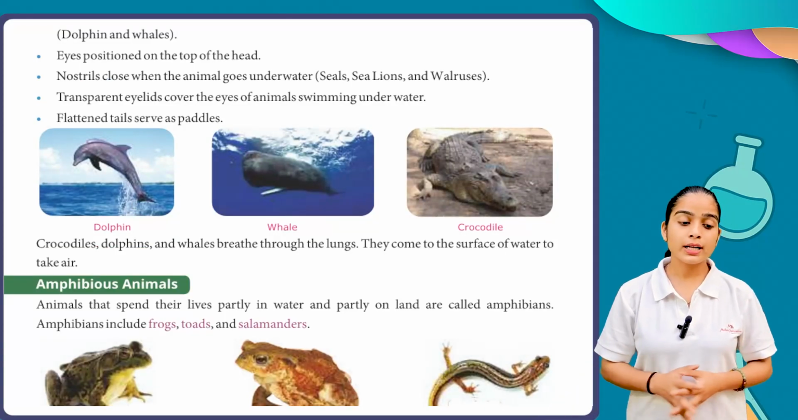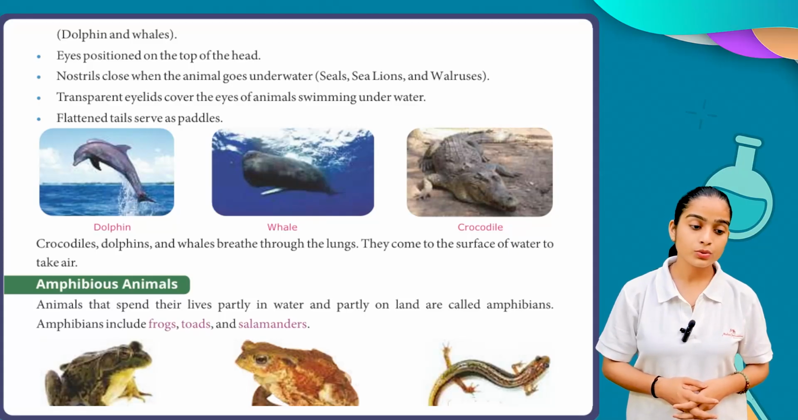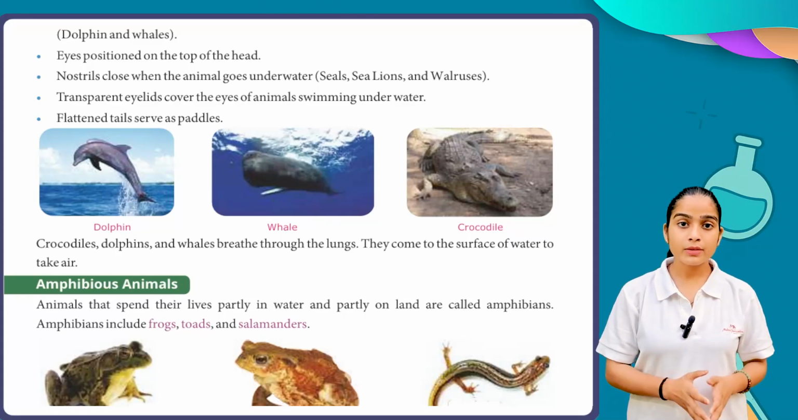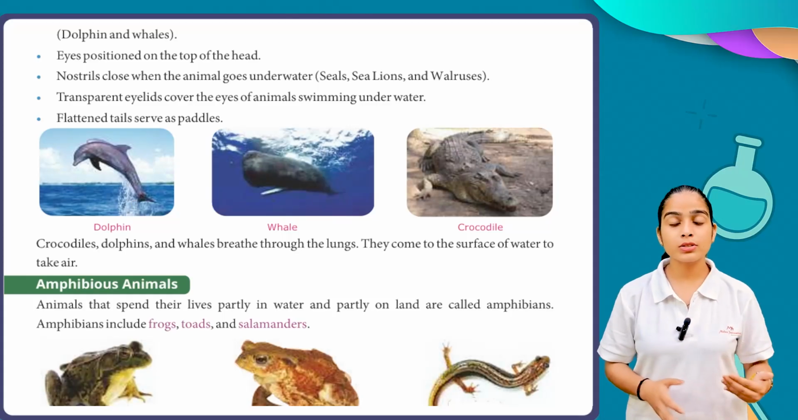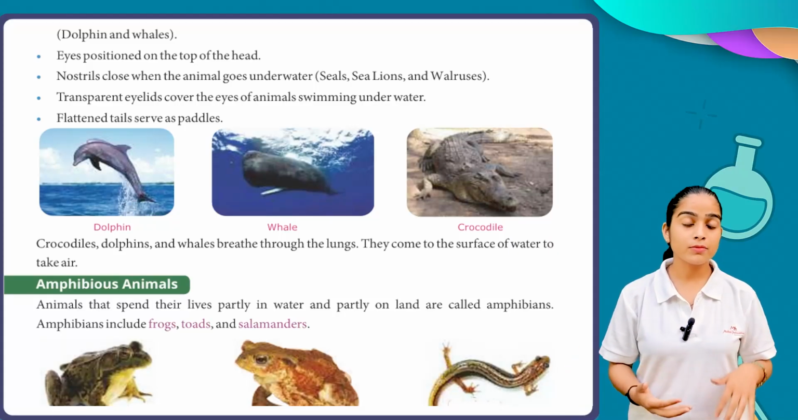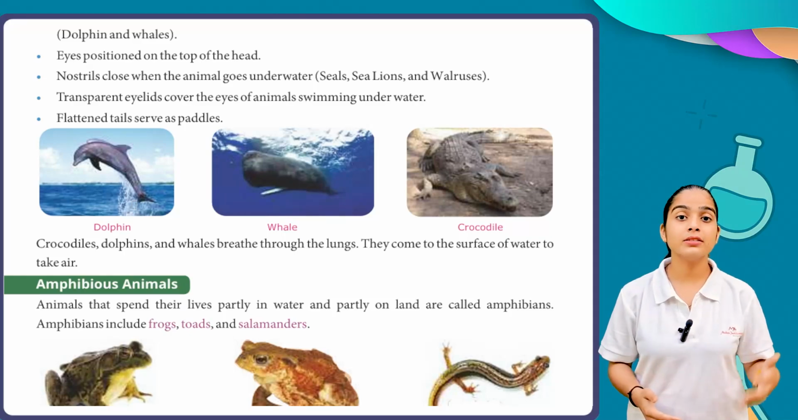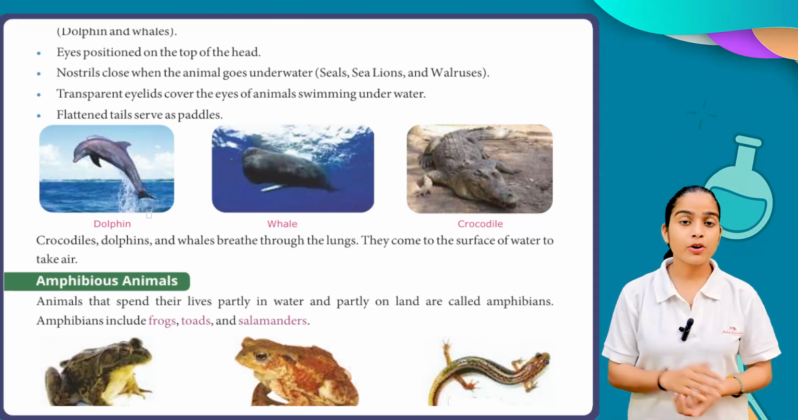Now, crocodiles, dolphins, and whales breathe through the lungs. They come to the surface of water to take air. So those aquatic animals who have lungs can also take oxygen from outside the water. But some of the animals could not get air outside of the water, for example, fish.